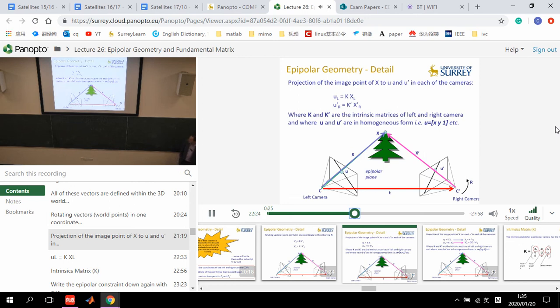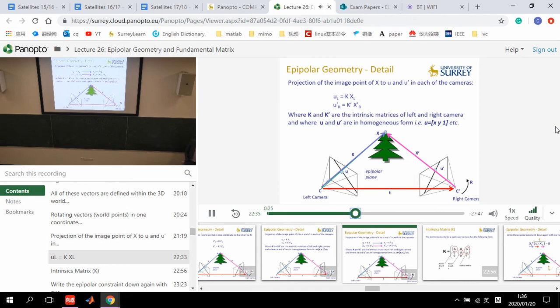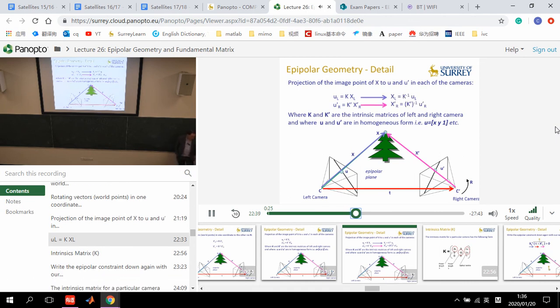These equations fit with respect to the matrix multiplication by defining them in homogeneous form. So U is as I wrote it, for example, the x coordinate, the y coordinate, and 1. And then we can go the other way, providing we haven't divided through by the homogeneous coordinate. We can go from UL to XL using the inverse of those K matrices, and that works for both of those equations as well.